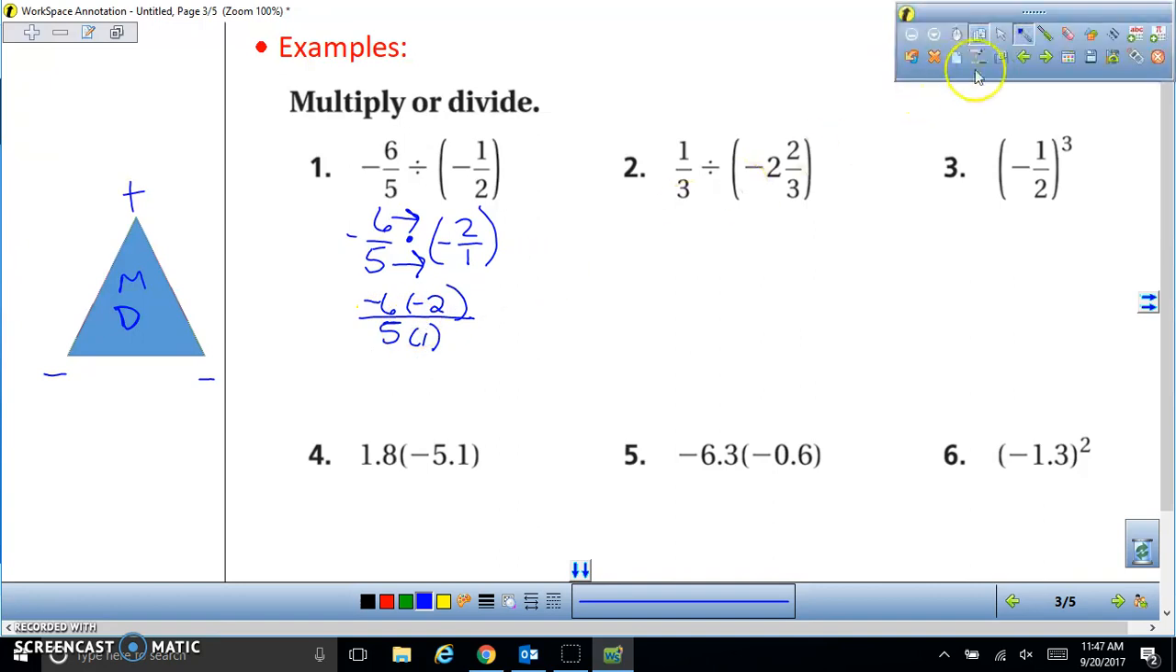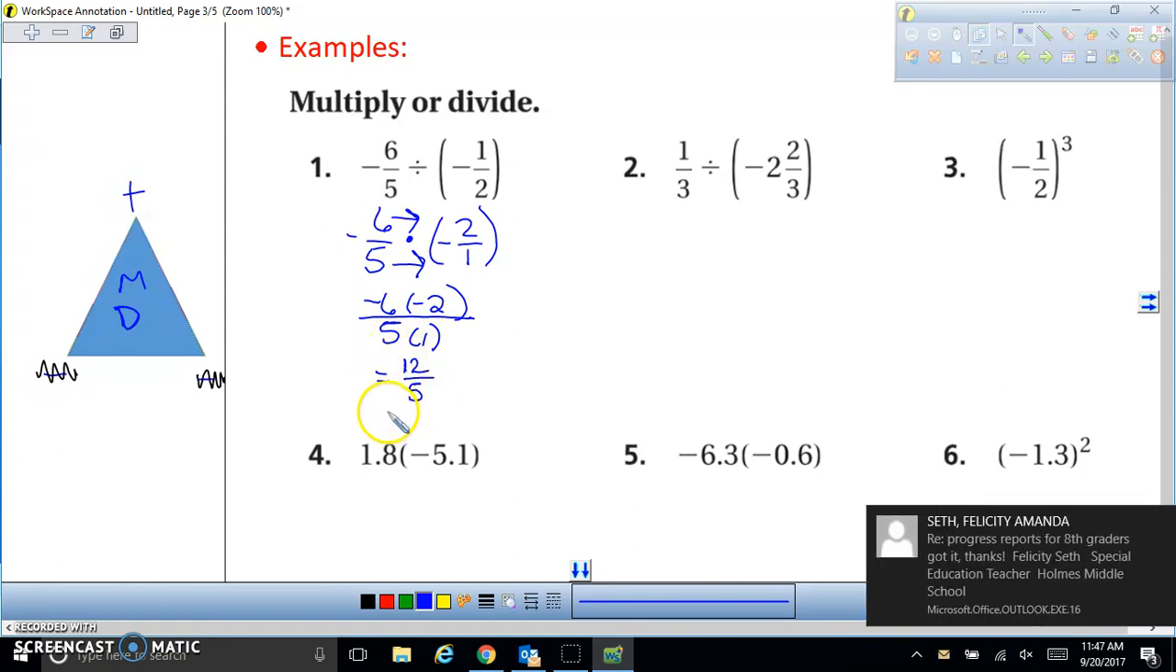All right, here's what our plus, minus triangle tells us. In our numerator, we have a negative times a negative. A negative times a negative is a, what do I have left? Positive. So the numerator is going to be positive 6 times 2, which is 12. Our denominator is a positive times a positive, so 5 times 1 is 5.